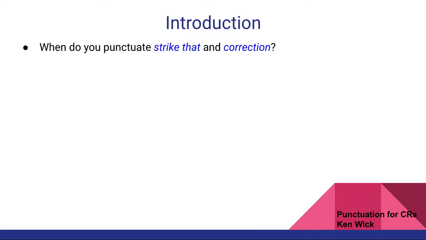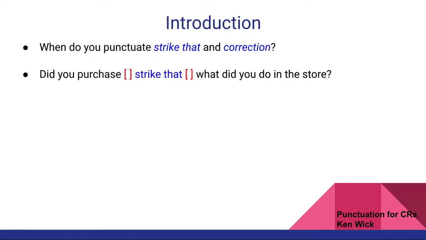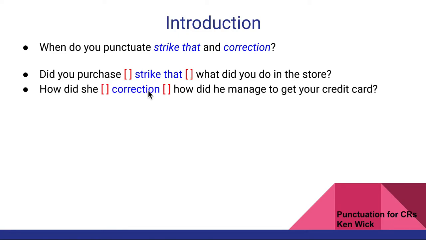So how do you punctuate sentences that contain strike that and correction? Here are two examples to test your knowledge. Did you purchase, strike that? What did you do in the store? So does punctuation come before and after strike that? And the next example is, how did she, correction, how did he manage to get your credit card?